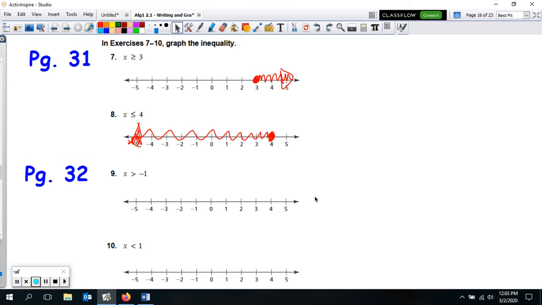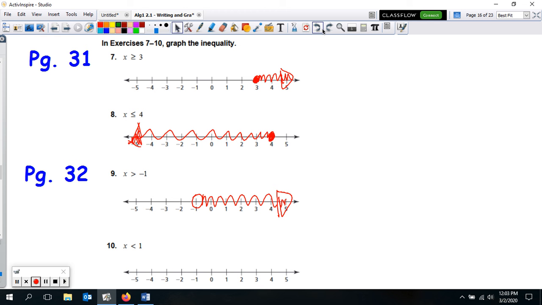Number 9, we have to look at -1 as our number, so we're going to be putting a hole here, and this time there's no equal to, so we're going to put an open hole, just an open circle there, and we're going to shade to the right side because it says x is greater than -1, so it's shaded off to the right.